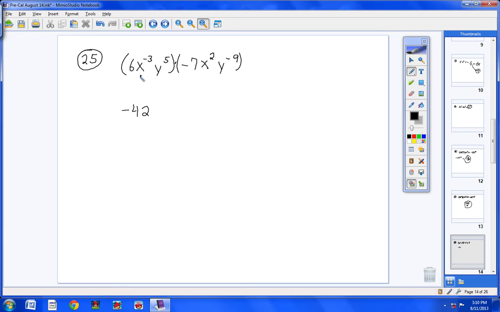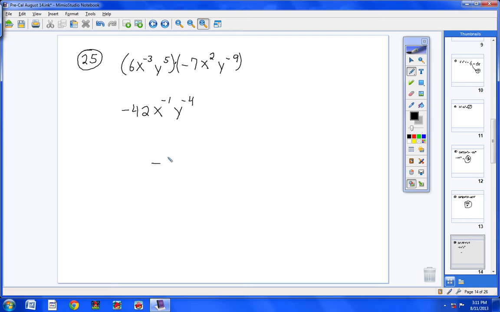Now we have an x times an x. Whenever you're multiplying like bases, you write the base once and you add the exponents. Now we have a y times a y. Whenever you're multiplying like bases, you write the base once and you add the exponents. So hopefully you're seeing where the negative 1 came from and the negative 4. We're adding exponents. Now, does the y have a negative exponent? Yes. Does the x have a negative exponent? Yes. Does the 42 have a negative exponent? No. It's a 1, even though you can't see it.